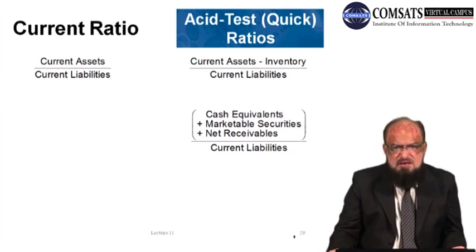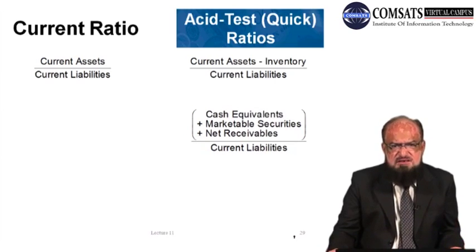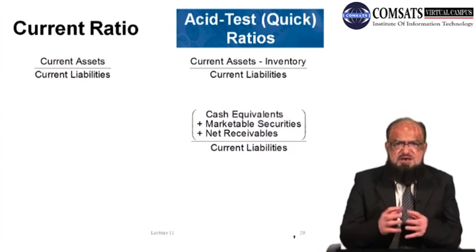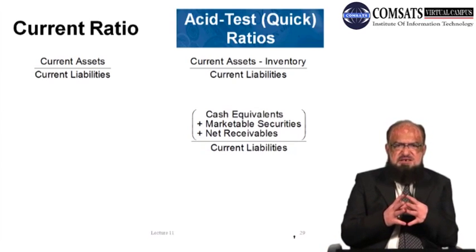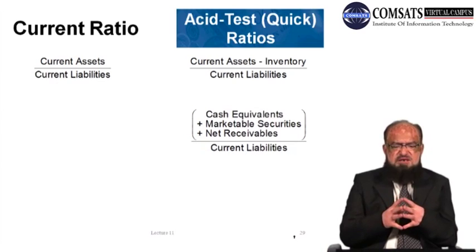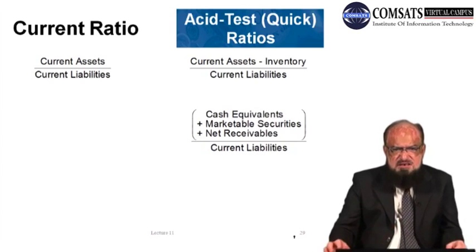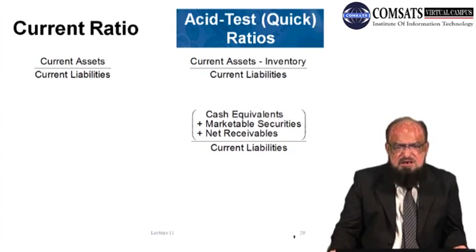That is current ratio. In lecture 11 we have discussed the acid test ratio. Another name of acid test ratio is quick ratio. इसका फार्मूला था cash, marketable securities plus net receivables divided by current liabilities. That is called acid test ratio or quick ratio.